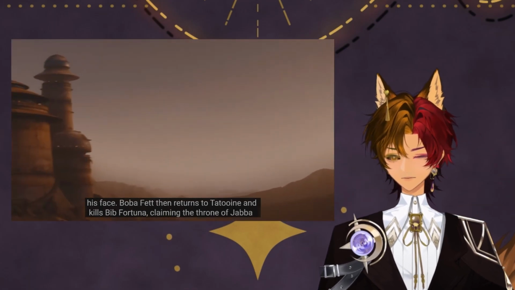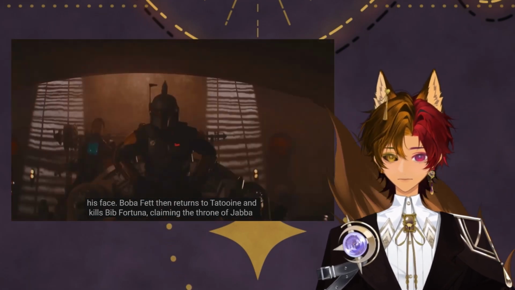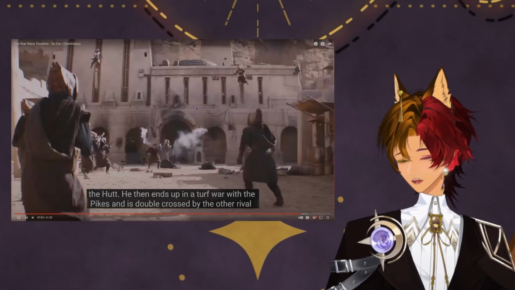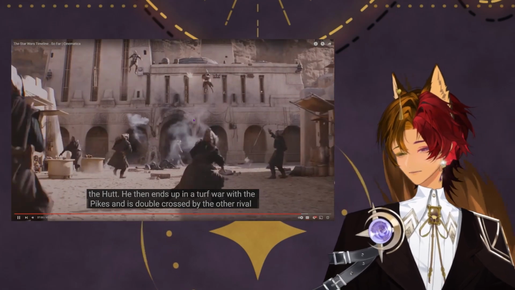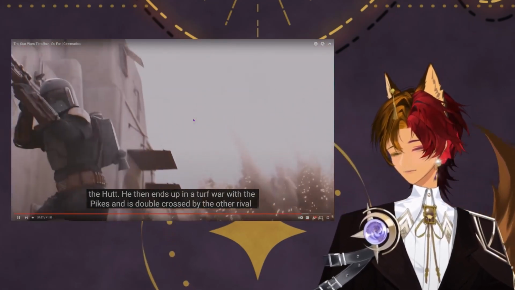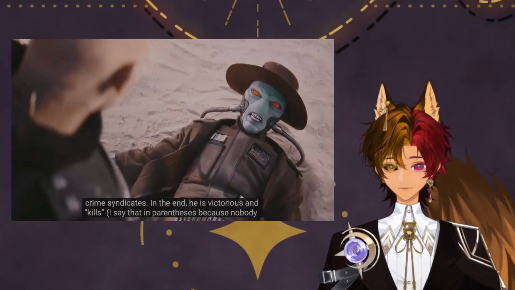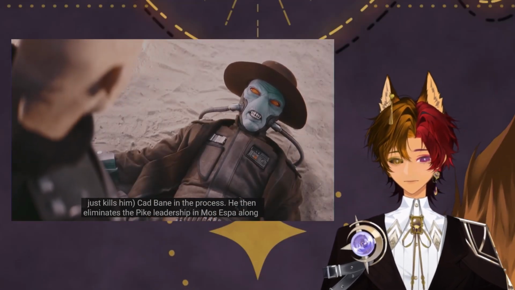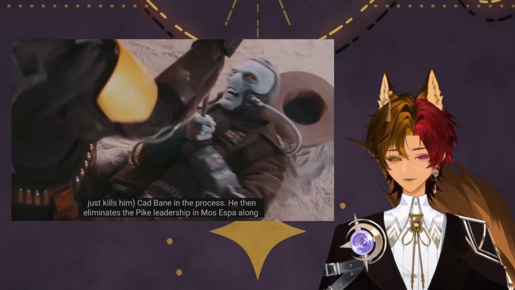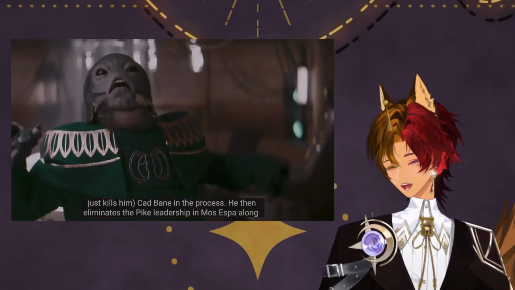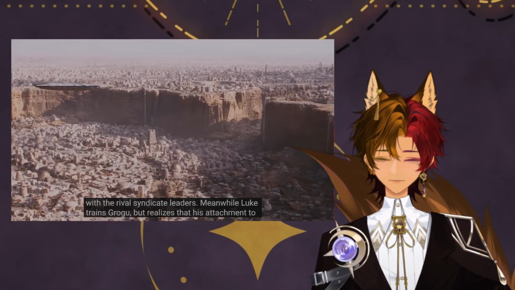Boba Fett then returns to Tatooine and kills Bib Fortuna, claiming the throne of Jabba the Hutt. He then ends up in a turf war with the Pikes and is double-crossed by the other rival crime syndicates. In the end, he's victorious and kills, I say that in quotation marks because nobody just kills him, Cad Bane in the process.